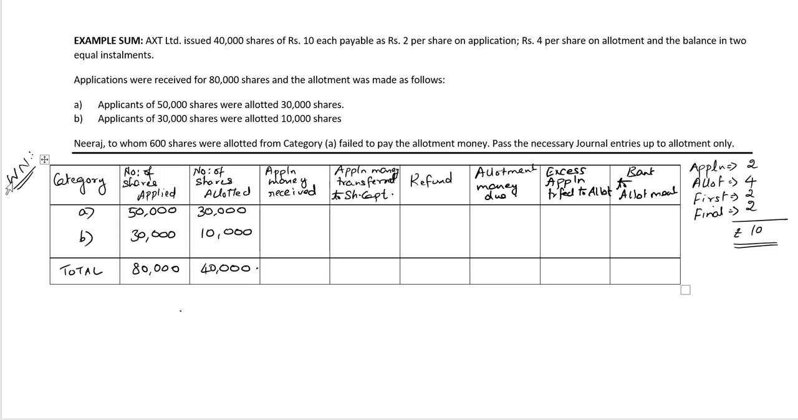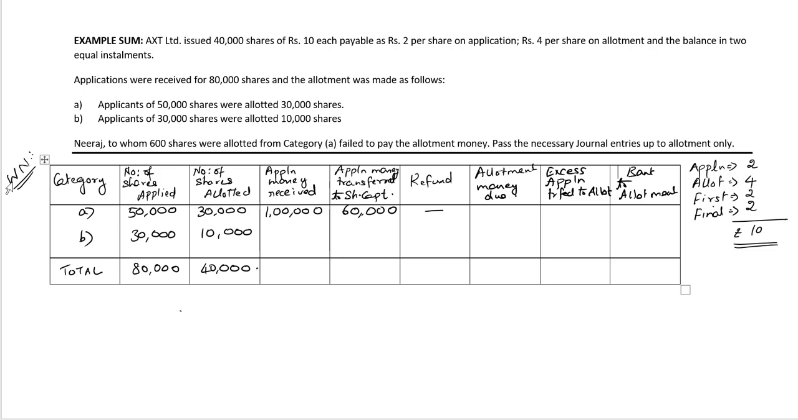Let's finish category A first. 50,000 shares applied multiplied by 2 rupees per share, which is 1 lakh rupees. Application money transferred to share capital, 30,000 shares allotted multiplied by 2 rupees per share, 60,000 rupees. There will be no refund.